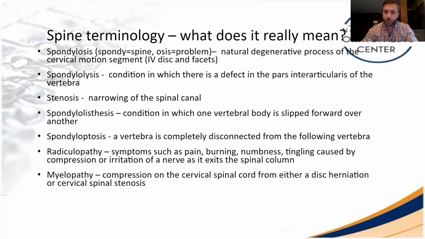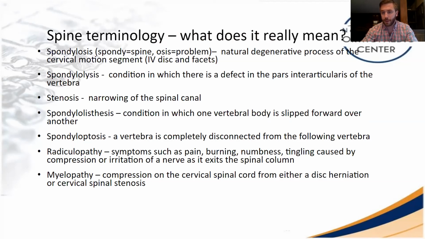Spondylolysis, that's when there's an actual defect in the pars. And the pars are the part of the bone that connects the superior articular process to the inferior articular process. So when there's a defect there, and that can be a fracture, it can be congenital, it can be traumatic, it can be from cancer. Anytime there's a defect in the pars, that's called spondylolysis.